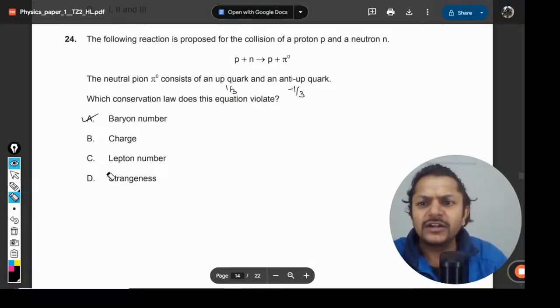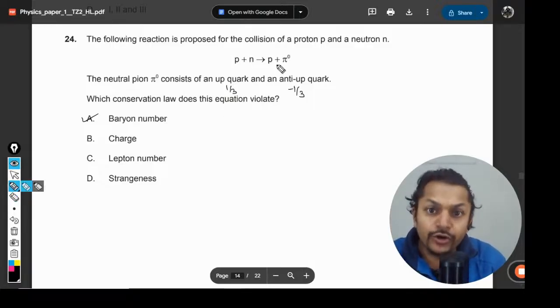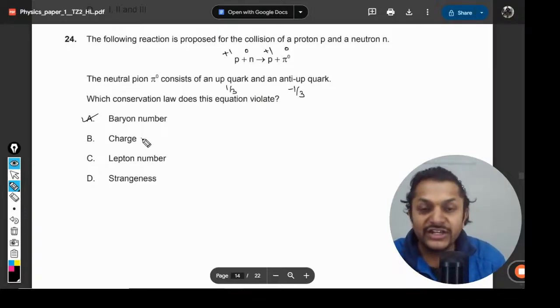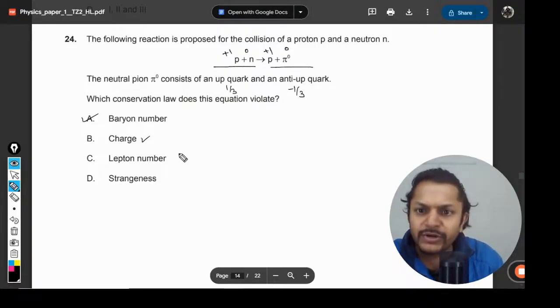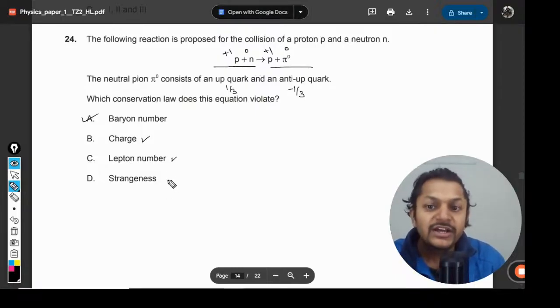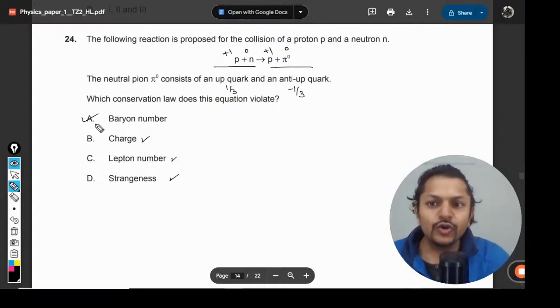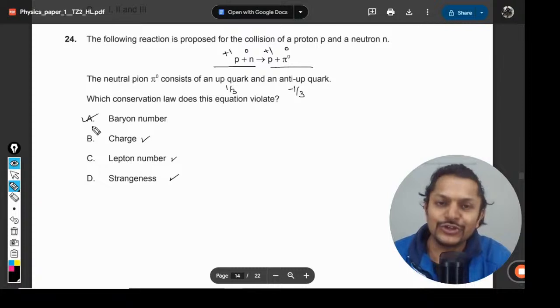Let us verify if other laws are violated here or not. Proton is having +1 charge, neutron is 0, +1, neutral pion is also 0. So charge is not violated. Lepton number here is 0. Here also lepton number is 0. Even this is not violated. Strangeness is 0 on both of the sides. Even that is not violated. So only A is the correct answer for this question.